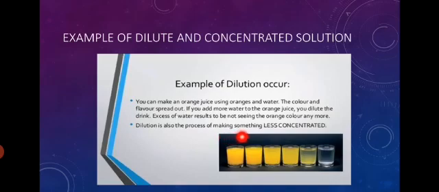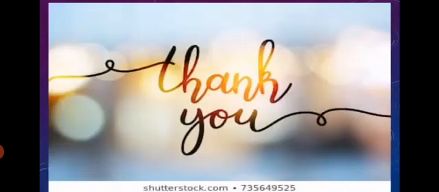Dilution is the process of making something less concentrated. So this is the concentrated, then it is less, more less, more less, and now this is too much less. So this is our dilution of solution from the concentrated solution. You can dilute the orange juice one step at a time. So this is the example of dilute and concentrated solution.